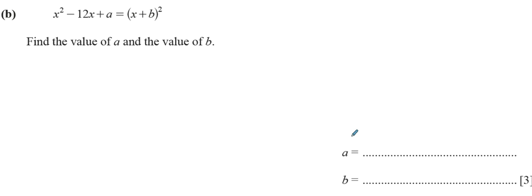Question number 7, part B. We have an expression x squared minus 12x plus a equals (x plus b) all squared. Find the value of a and the value of b. Now there are a number of ways. There are two main ways to do this.